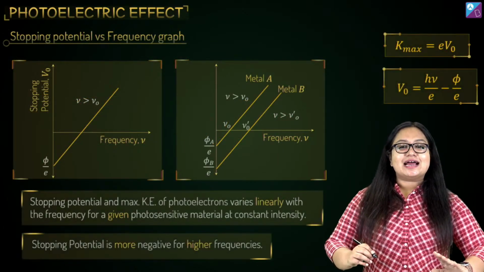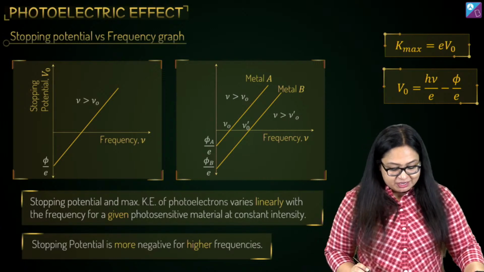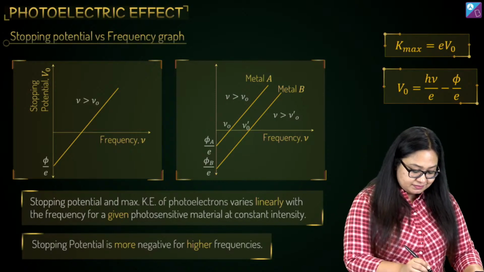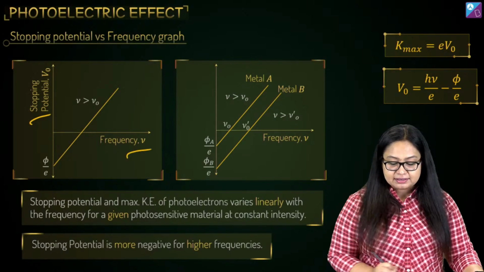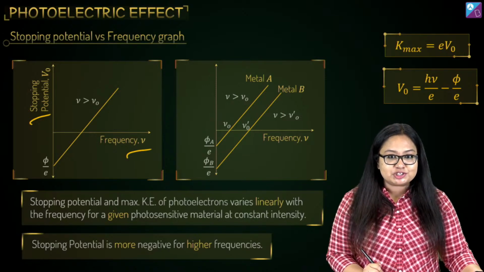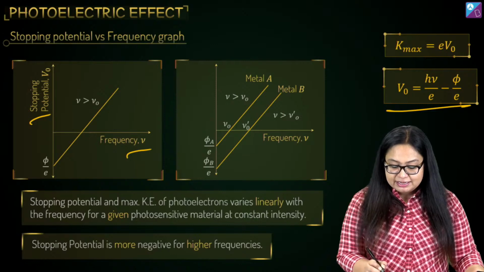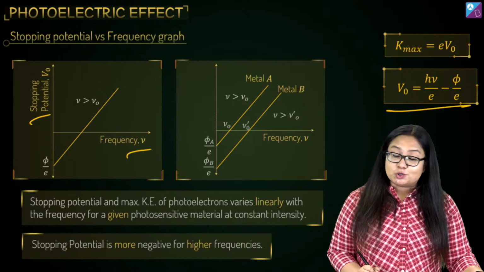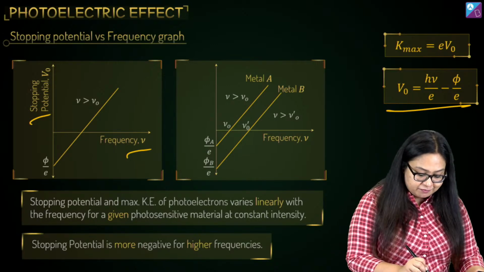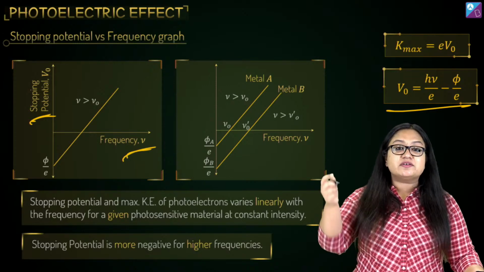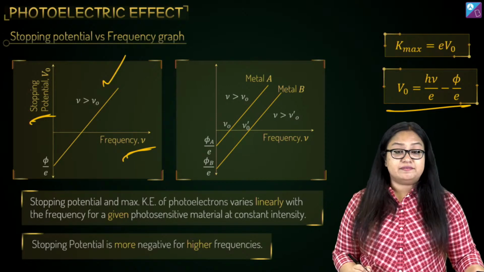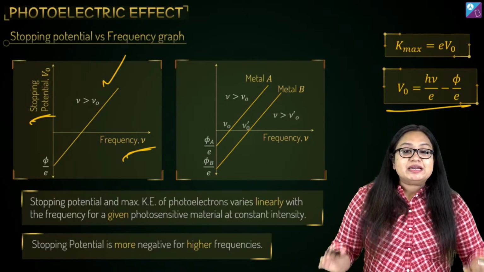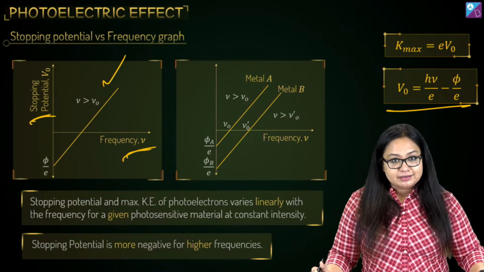Now, let's understand more graphical relations. How are stopping potential and frequency related? Again, there is a direct relationship between them, right? It's a linear relationship. As you can see, V naught is equal to (h nu minus phi) divided by e, so you've got a linear relationship. That means the graph between stopping potential and frequency of the incident radiation comes out to be linear. Why am I showing you all of this? Because these graphs can be directly asked in the exams. Alright, so do remember these.